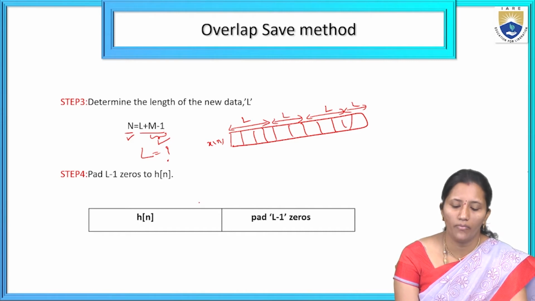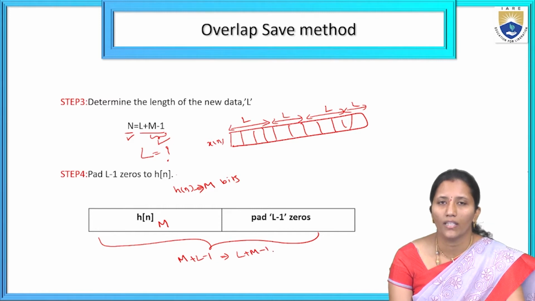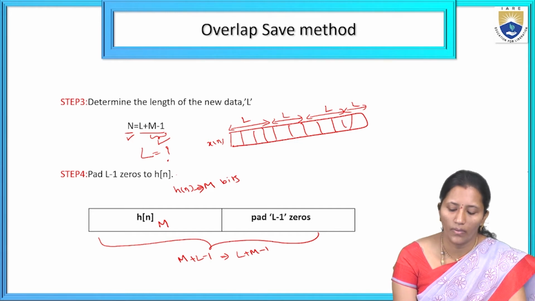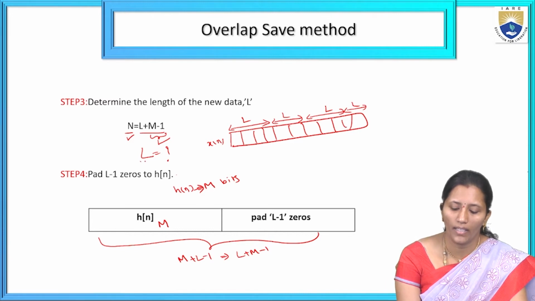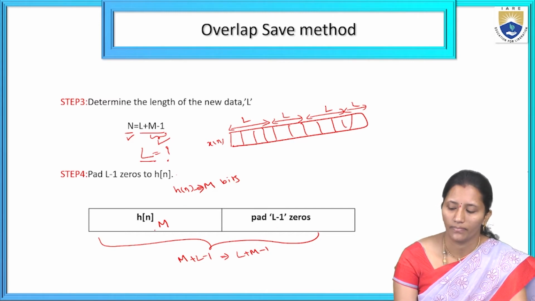Next, in step 4, pad L minus 1 zeros to h of n. Here in h of n we have M samples. So we have to pad L minus 1 zeros. The total length is, already we have M, and we are adding L minus 1, so L plus M minus 1. We are making the length of h of n equal to L plus M minus 1. For that we should add L minus 1 zeros to h of n. Already we found L in step 3.